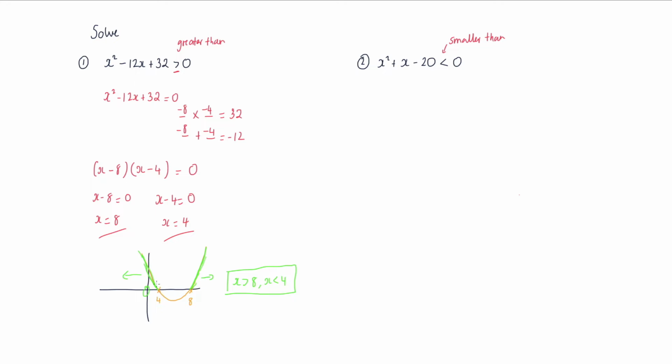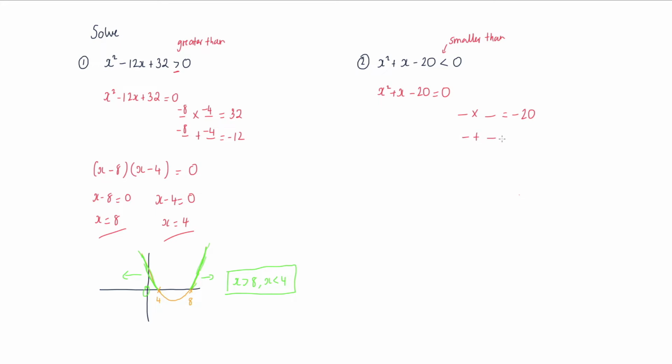So remember, when it says greater than 0, just look at the line. As this line goes this way, the x value increases, and as this line goes this way, the x value decreases. That's it. Now if we look at the second one, this sign is smaller than 0, so we're going to do the same thing as we did. We're just going to say x squared plus x minus 20 equals 0. Now I'm going to get two numbers that multiply to give minus 20. Careful, don't forget the minus.